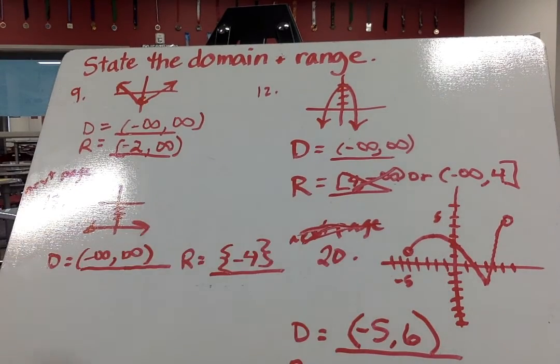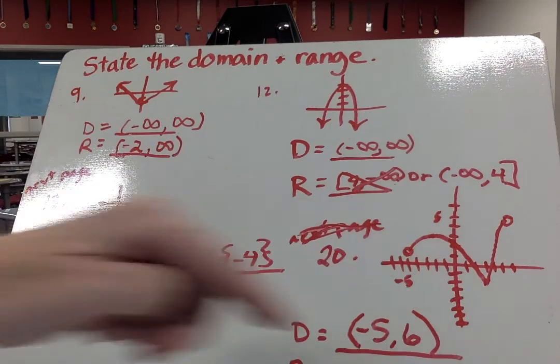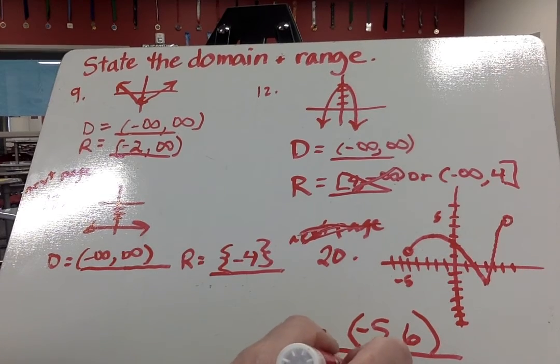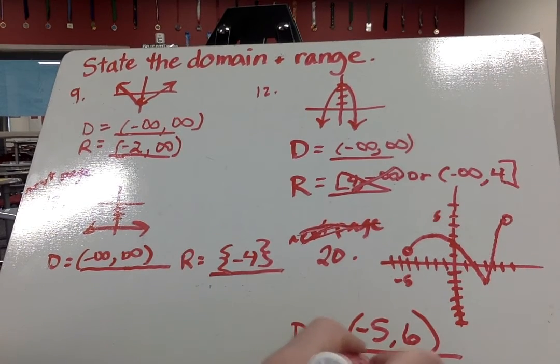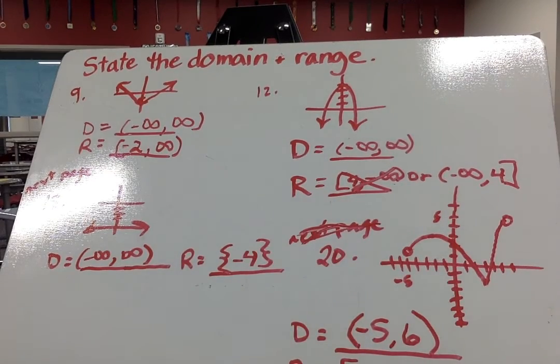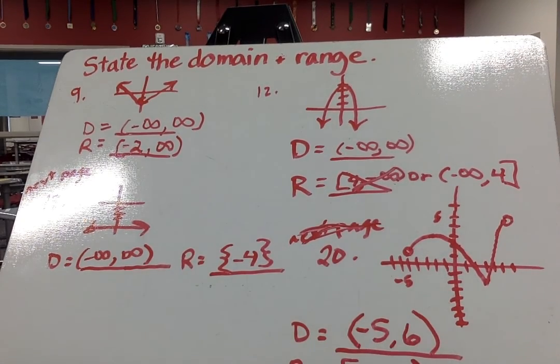Again, domain, x values. Now we're going to go up and down. What's the lowest it can go? It looks like it's -2 right there. And -2 is included, so it's a bracket. And what's the highest? It's up there, and it's not included. It looks like it's 5. Okay? All right, I think you can finish all the rest of this section. Good luck, students. You rock.